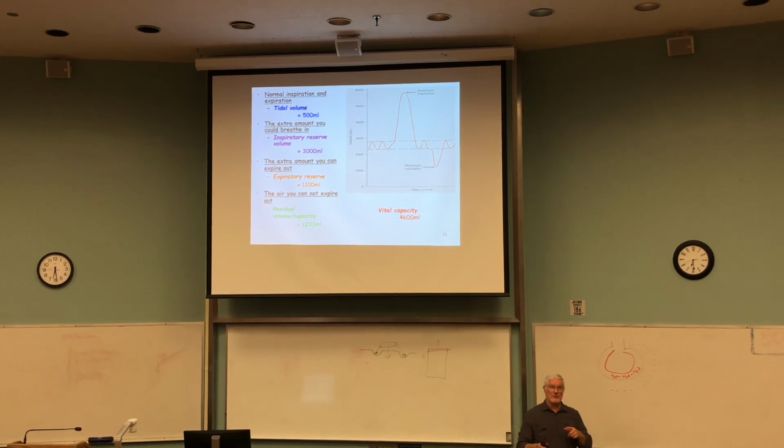Let's watch how this works. When the red line goes up, that's inhalation. When the red line goes down, that's exhalation. So we breathe in 500 mils, we exhale 500 mils. We breathe in 500, exhale 500, and that's you, just your normal everyday breathing.